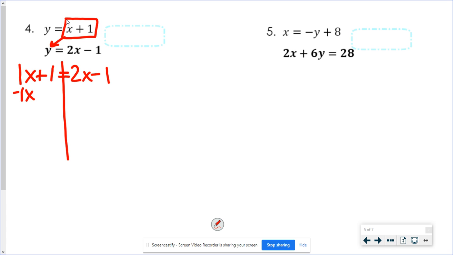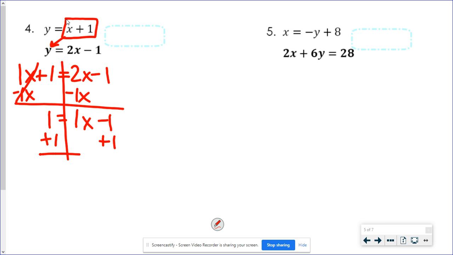I can get rid of the 1x. And feel free to pause it if I'm solving this too quickly. And then I would add 1. I don't even need to write 1x. That's just x is 2.